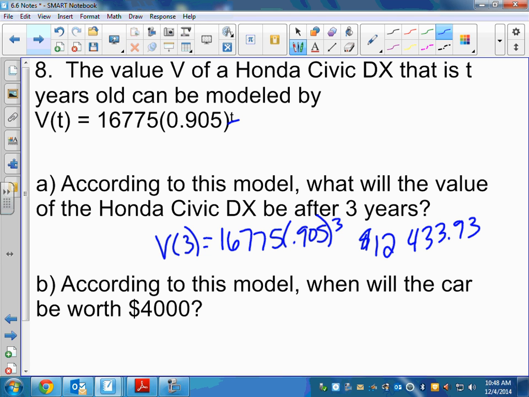But look at part B. Part B is kind of like what we just did. It says, when will the car be worth $4,000? So now you're trying to solve for T. So just like the last problem, now you're going to set it equal to 4,000. Only it's not as complicated as the last one. And you're going to have to divide by the 16,775, ln both sides, divide it over, and you should get a time in years. And again, see if your answer makes sense to the problem when you're doing this.